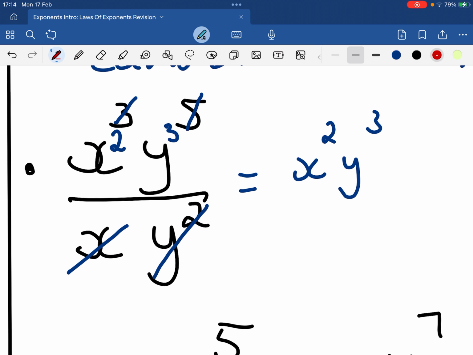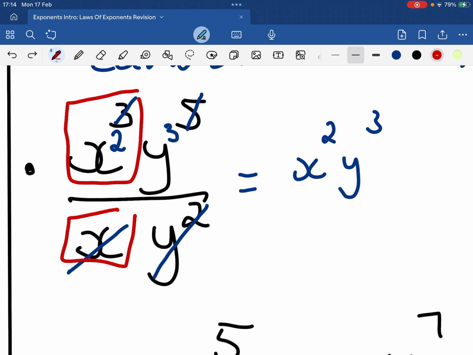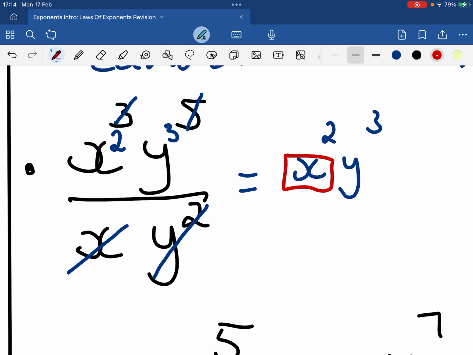The reason we can do that is because essentially we have x to the power of 3 divided by x, right? Which means we keep one base, x, and we take that 3 minus the 1, leaving us with 2. So the reason we can cancel out when we have fractions like that is because of this rule.